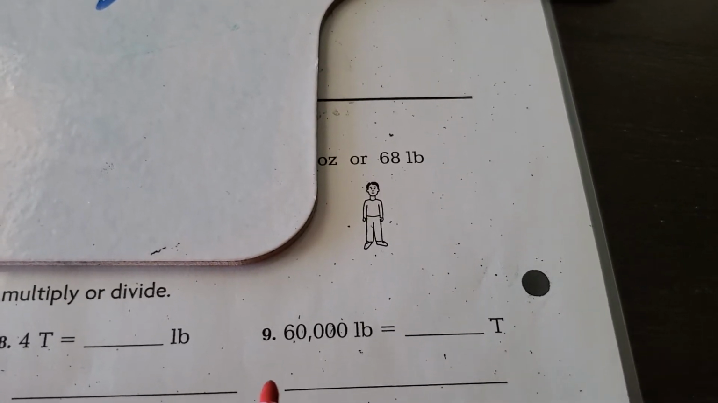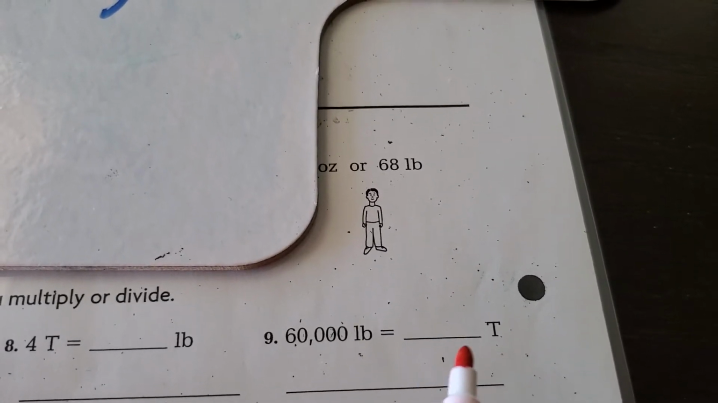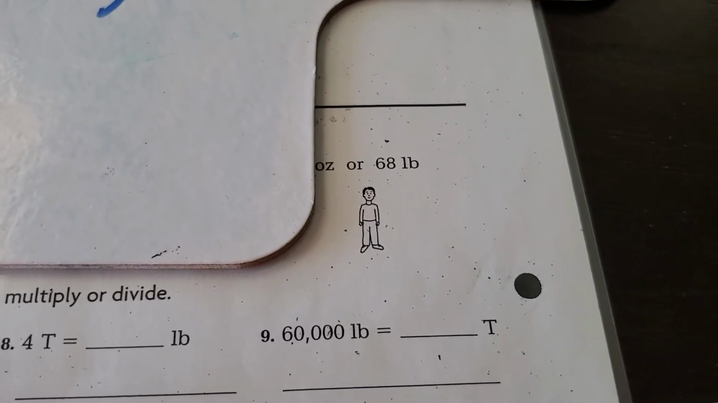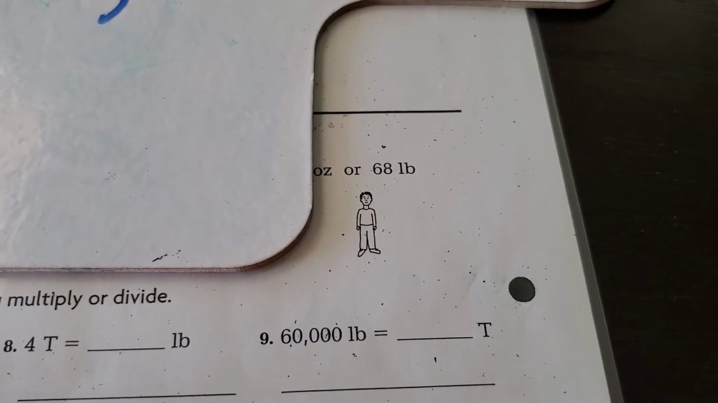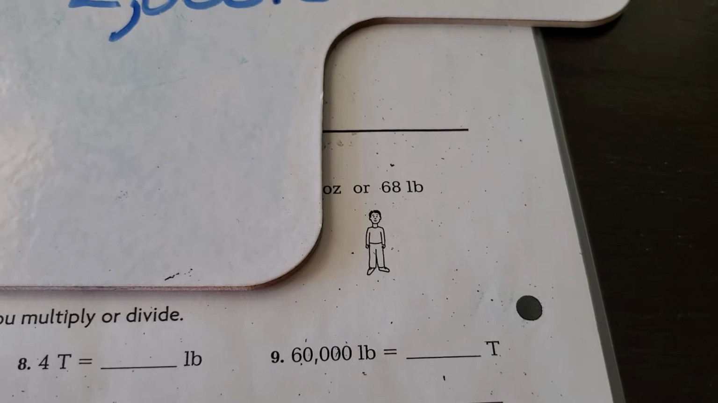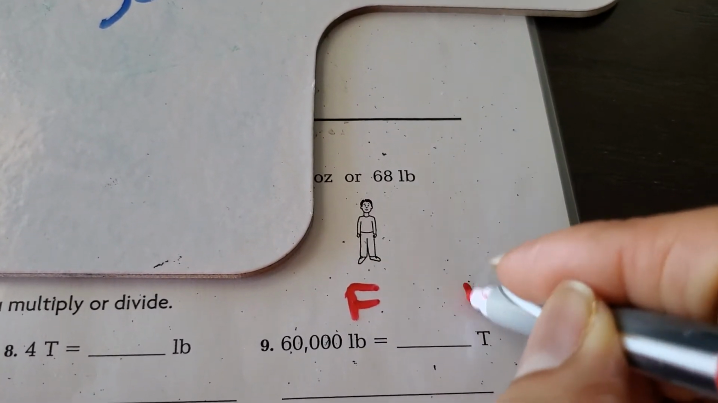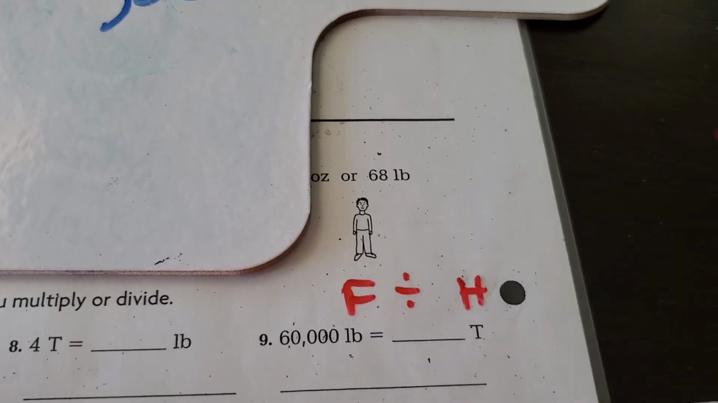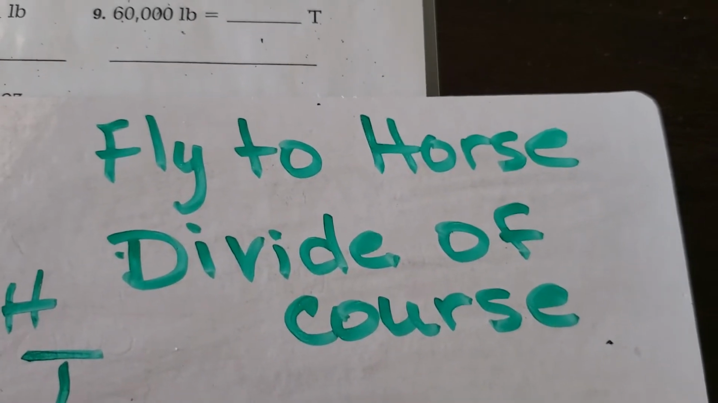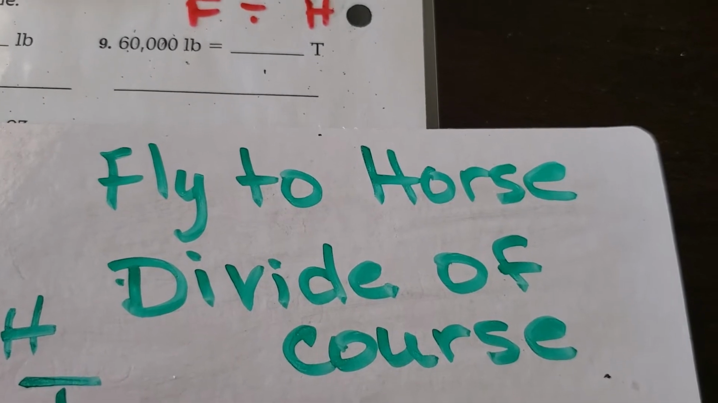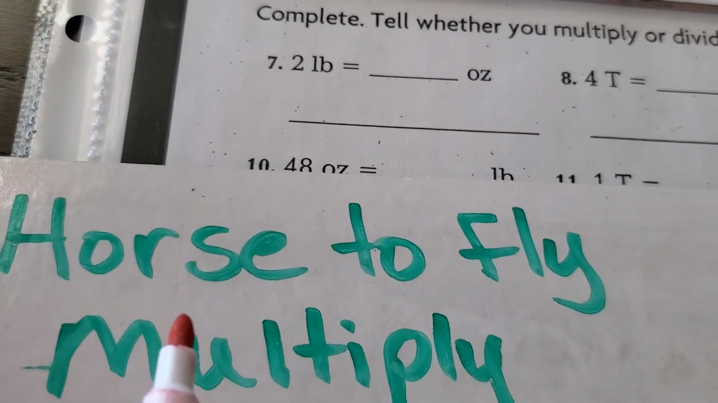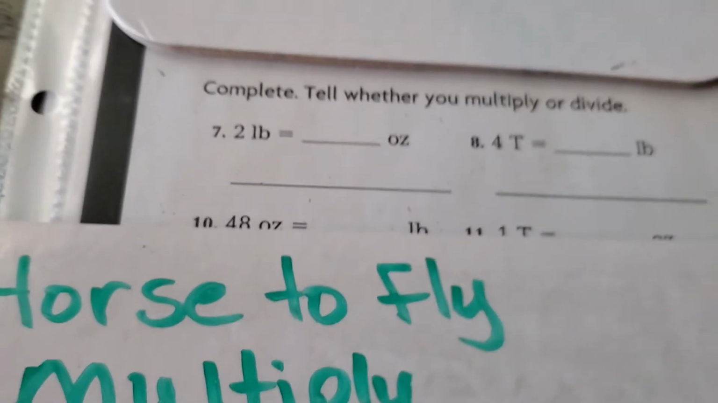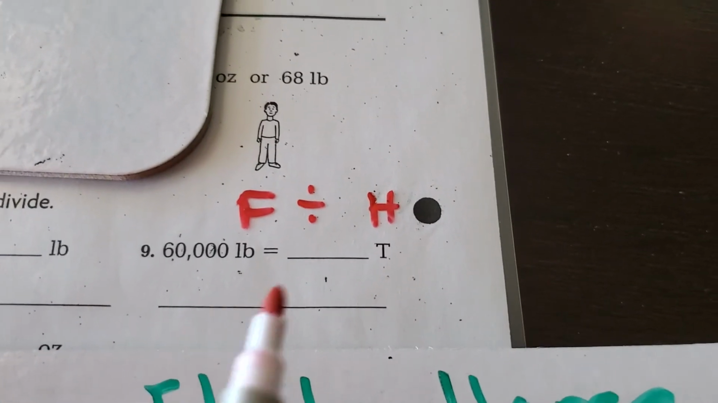Okay, so we have 60,000 pounds equals how many tons? So we're not going horse to fly, we're going what? Fly to horse. Remember? Smaller unit to a larger unit. So we're going fly to horse, divide, of course. Remember our saying? If you're going from a small unit to a large unit, the saying is fly to horse, divide, of course. Now, if we were going from a large unit to a small unit, it would be horse to fly, multiply. But we are going from a small unit to a large unit.